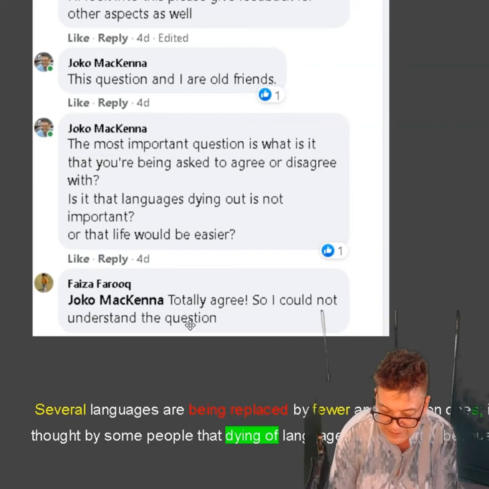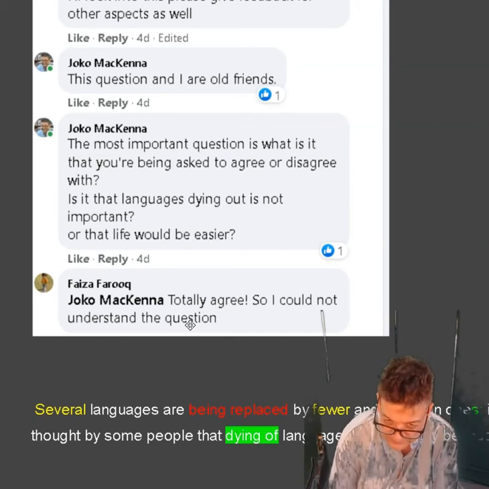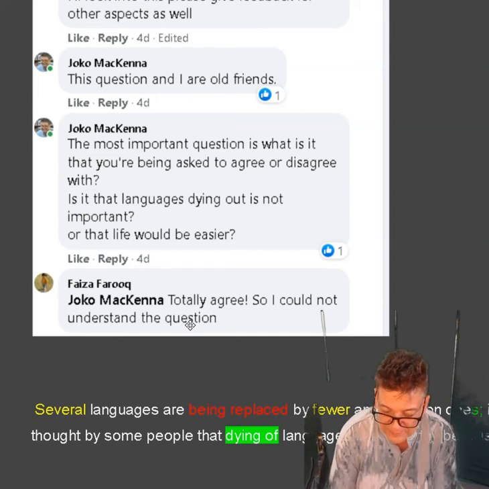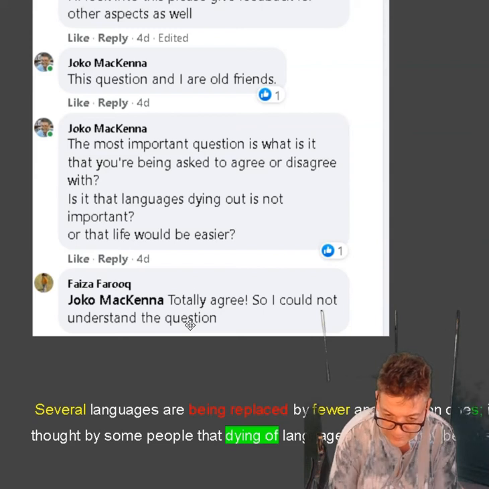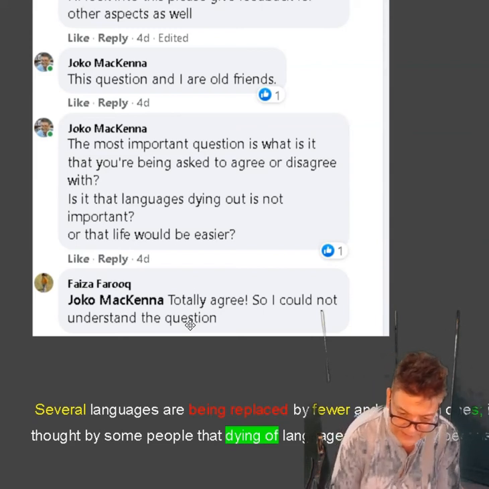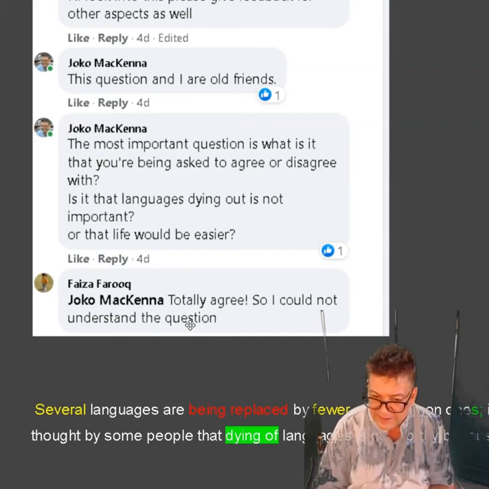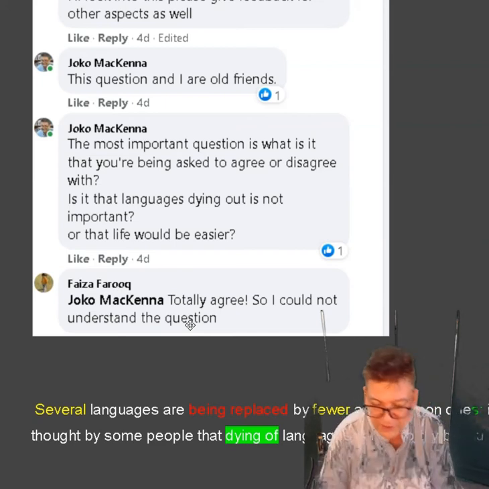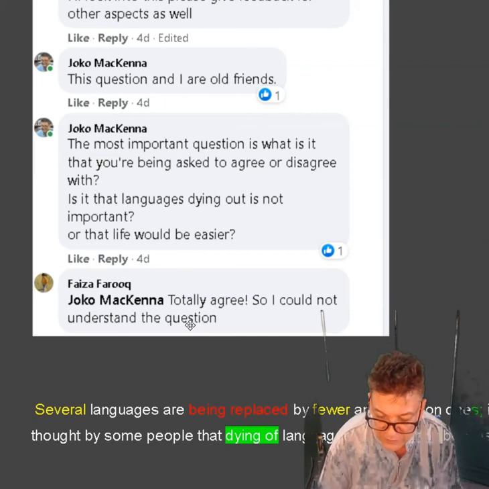Languages don't die out on purpose. They're not being killed. They just die out. And they're being replaced, I suppose. Everybody has to talk. But by fewer and common ones? No, that is not the case. It doesn't say that in the question. There's nothing in the question that talks about replacement and common languages.